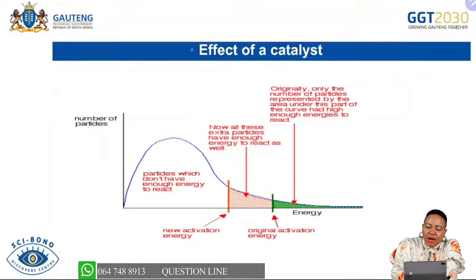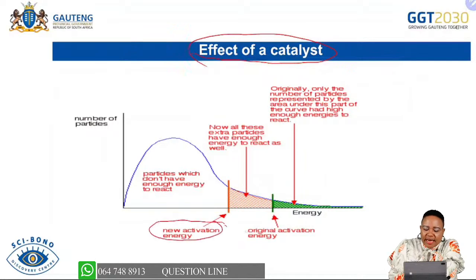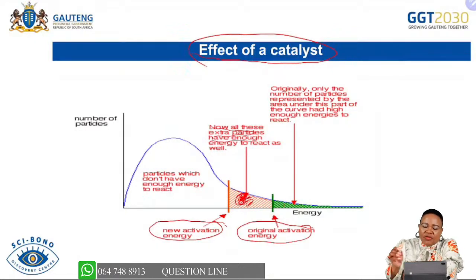So here is the graph that indicates the effect of a catalyst. We know that a catalyst will do what? This is the new activation energy, and this is the original activation energy. So you can see that now all these extra particles have sufficient energy. As we are adding a catalyst, there will be sufficient energy that is greater than the activation energy.